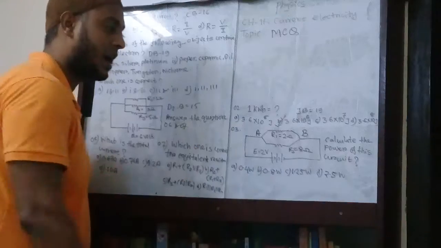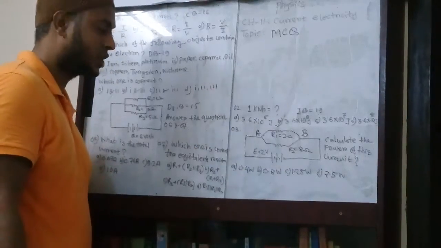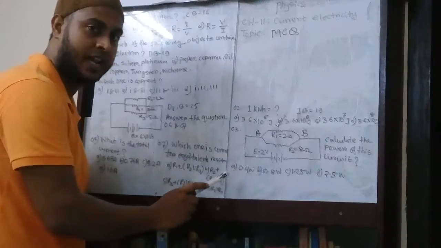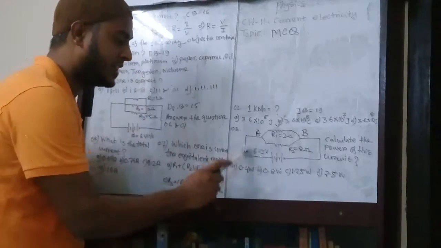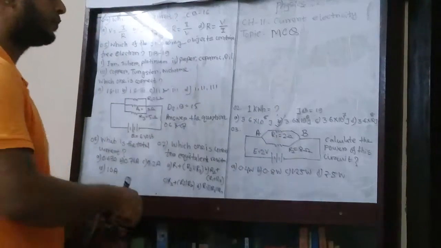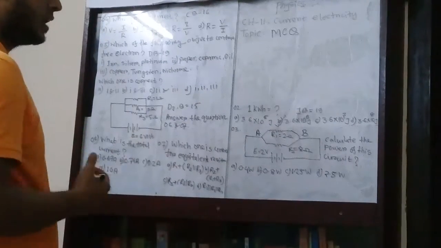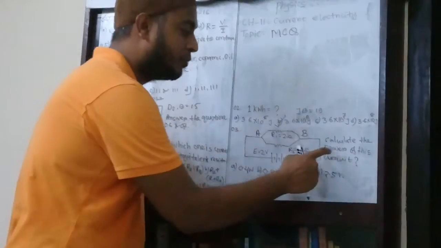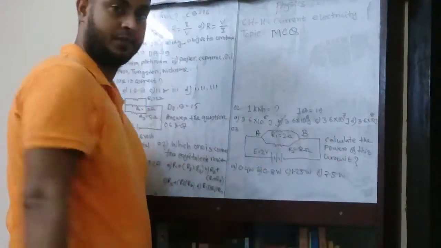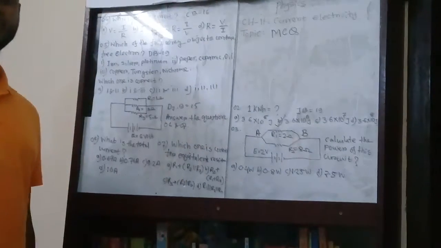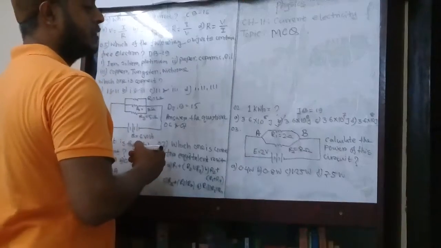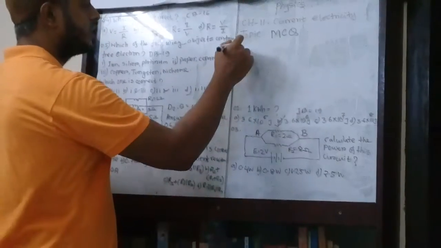R1 and R2 are connected in parallel with an electromotive force or battery E. Then you are going to find the total power of this circuit. Calculate the power of this circuit. So before finding the total power, I'm going to find the equivalent resistance of the circuit.